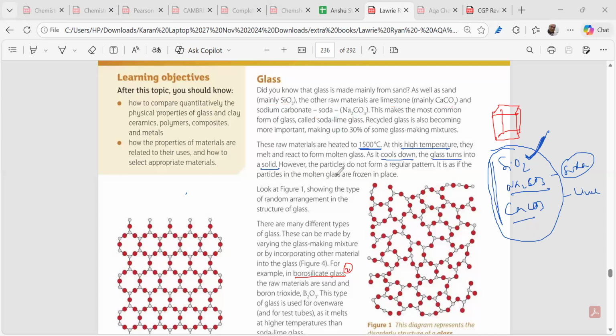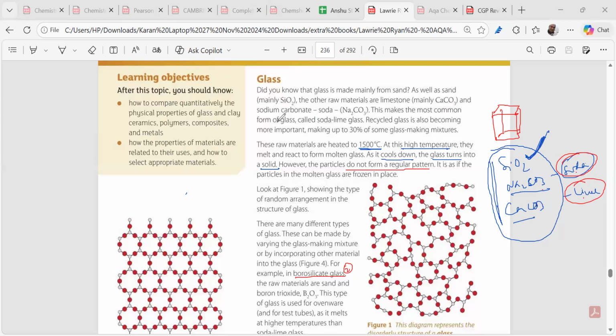You may be shocked to hear this. The particles do not form a regular pattern. Can you see this? Understood? They do not form a regular lattice structure, right? That's the thing you have to know. It is something like the particles are frozen in one place. This is called soda lime glass. What is soda? Sodium carbonate. Lime is calcium carbonate, right?